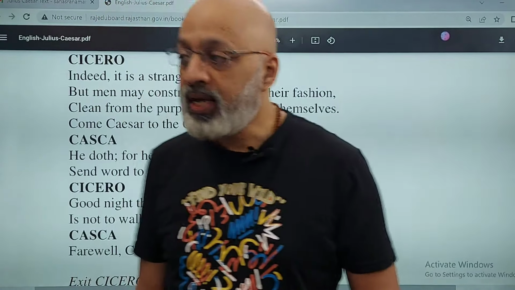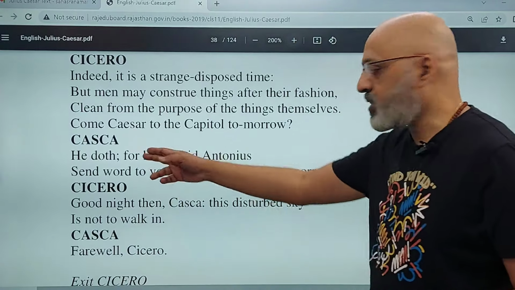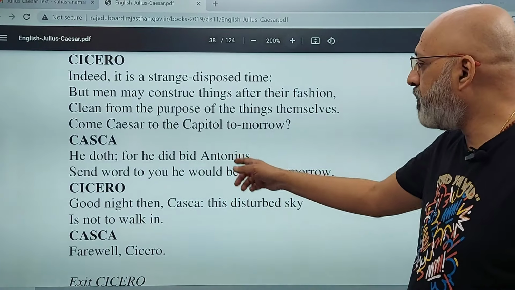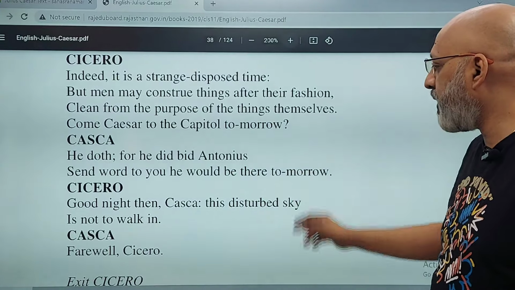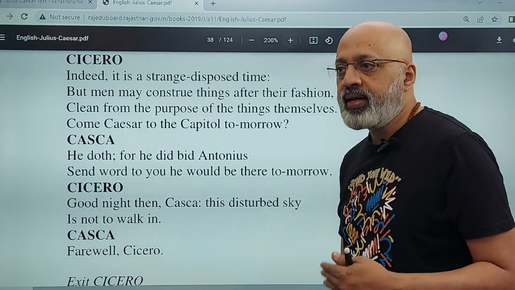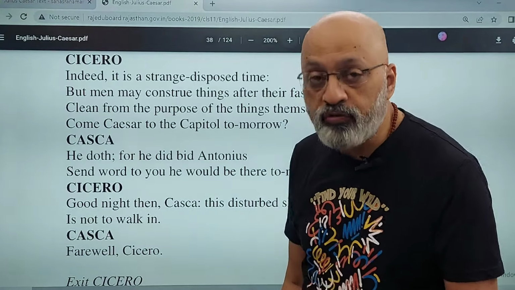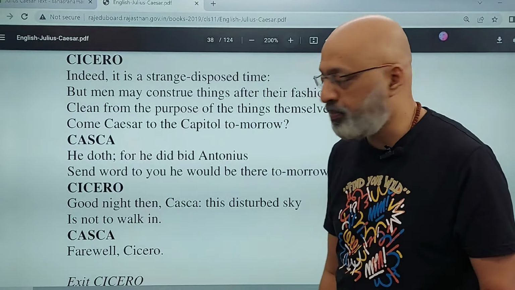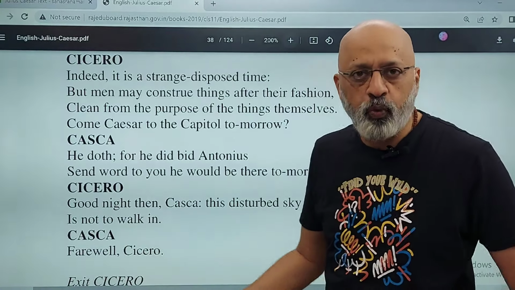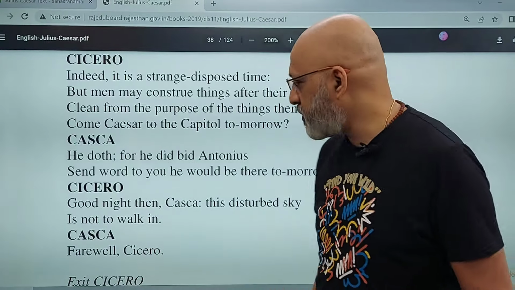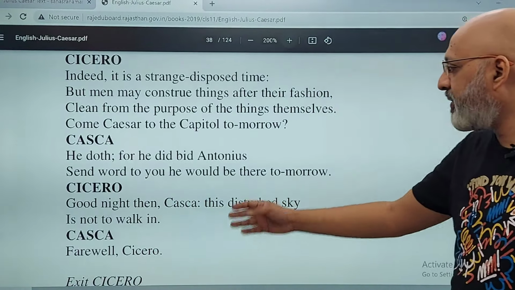So he said he is coming, for he did bid Antonius, he told Antony about it. He sent word to you, he would be there tomorrow. So he said that he is coming, because he told Antony to inform you that he would be there at the Capitol tomorrow. Capitol, as I said, is the main part of Rome where all these political and administrative functions take place. Cicero says, good night then, Casca.